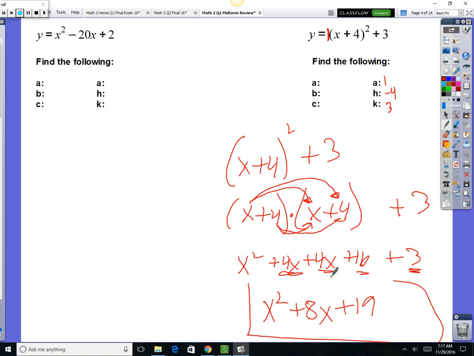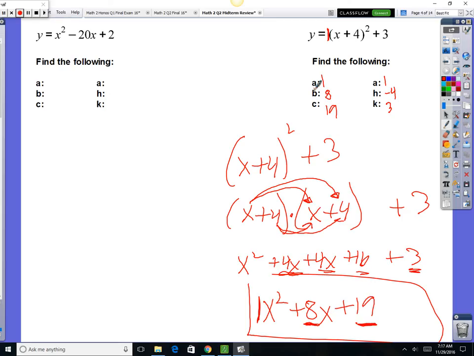So this is standard form. Your a is 1, your b is right there, your b is going to be 8, and your c is the 1s. So c, you've got 19 1s.